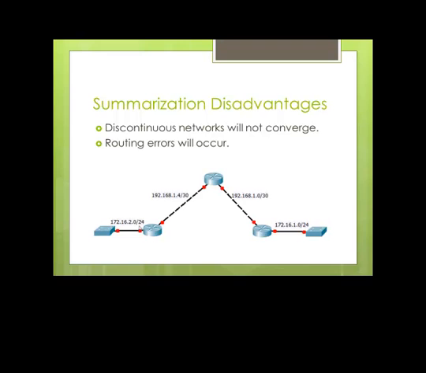Some disadvantages of automatic summarization is that discontiguous networks will not converge. We will have routing errors. Let's take a look at this example right here. Let's say we want to get from this top router down to the 172.16.20 or to the 172.16.10. What's going to happen is when these routers down here send their updates, this router would send its update up to the top router. And we have a 172.16.20. That update's being sent to a 192.168.1.4. The /30 and the /24 do not match.